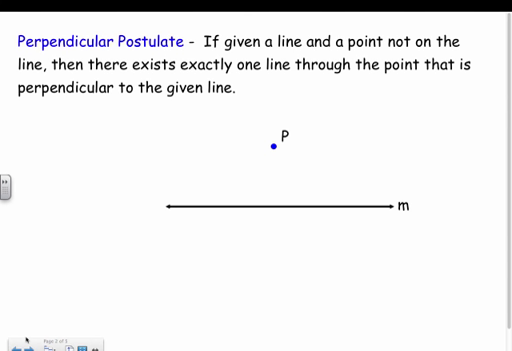So first things first, perpendicular postulate. If given a line and a point not on the line, then there exists exactly one line through the point that is perpendicular to the given line. So this is kind of like our parallel postulate the other day. If I have a line, a point that's not on the line, there's only one line that goes through P that is perpendicular to M. It's not totally to scale, but pretty good. So there's only one line that exists through P. That's my perpendicular postulate. Nothing too much there.